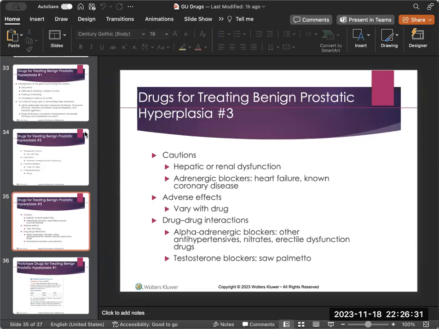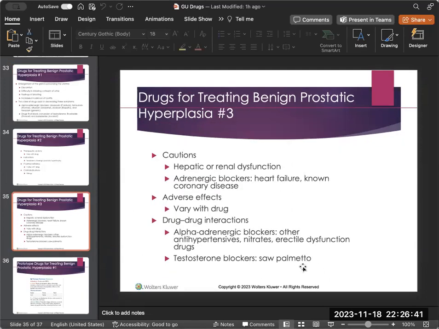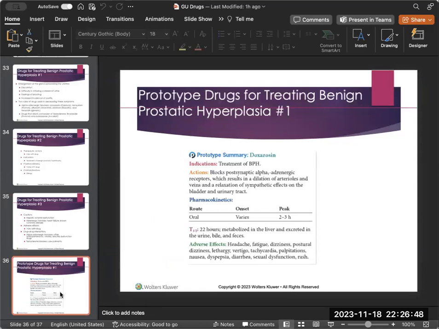There are also testosterone blockers that are part of benign prostatic hyperplasia treatment, like finasteride or dutasteride. Okay, with these, I just want you to know that we don't want them to take saw palmetto. It's a type of herb that can interact with these medications. But the drug of choice is doxazosin. It's an alpha-1 blocker, which means it blocks those alpha-1s. So we block that vasoconstriction, which means we cause vasodilation, we cause hypotension, and we also are helping you go to the bathroom. So we want to tell them to change position slowly.